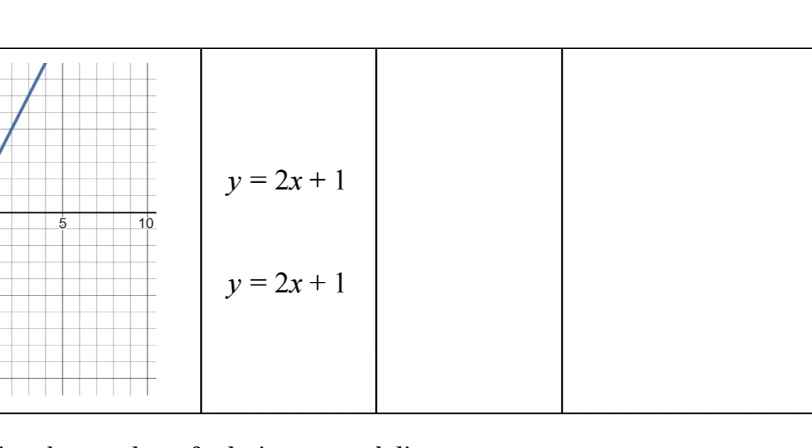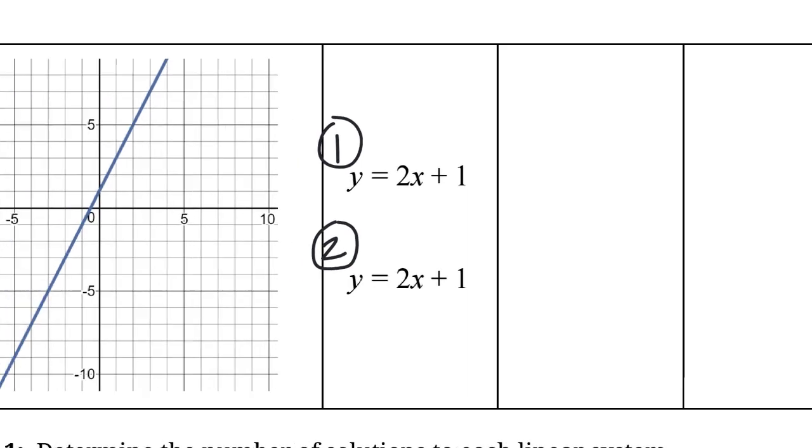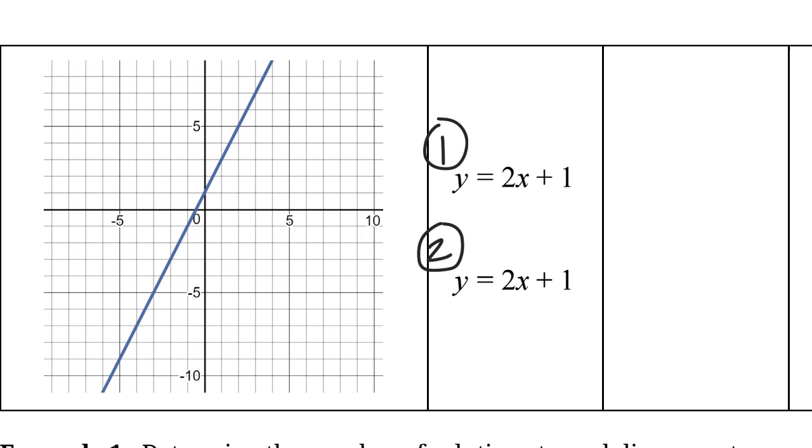The first equation is y equals 2x plus 1, and the second equation is also y equals 2x plus 1. So if I plot my first equation, y equals 2x plus 1, onto my grid, that's represented by this blue line here. But then the second equation is exactly the same. So if I were to plot equation number 2 onto the same grid, it's just going to overlap directly on top of the blue line that's already there.